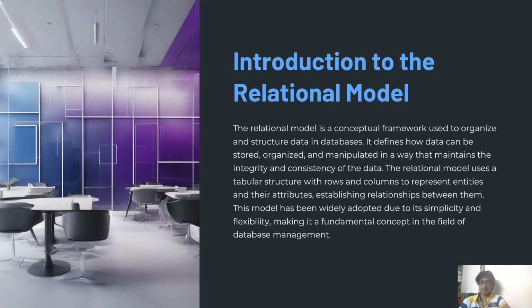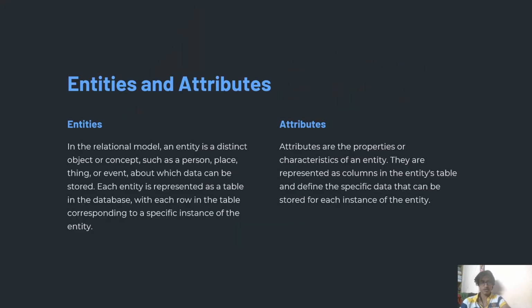establishing relationships between them. So it basically says that a relational model is basically a table which contains a set of rows and columns, and it gives the relationship between them. This model has been widely adopted due to its simplicity and flexibility, making it a fundamental concept in the field of database management. So what are entities and attributes?